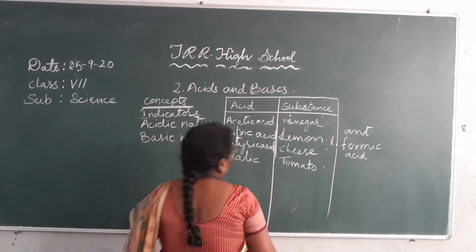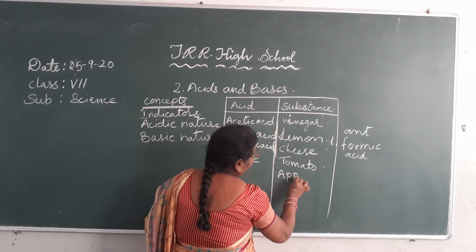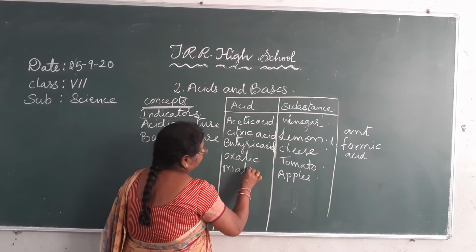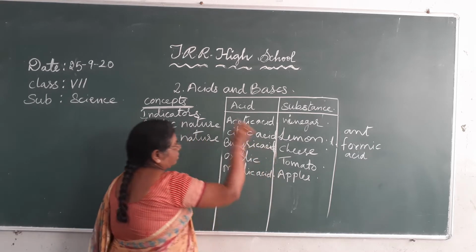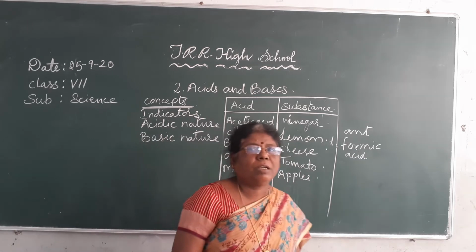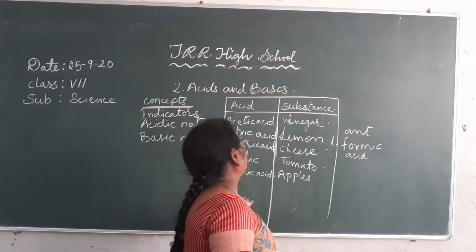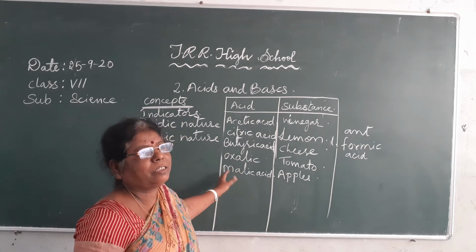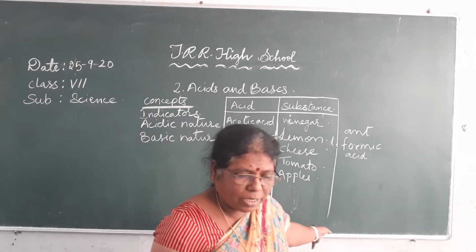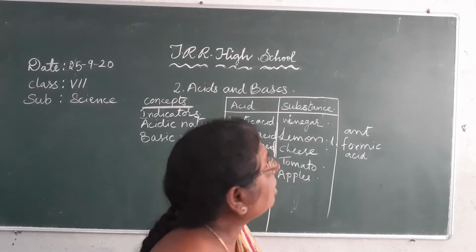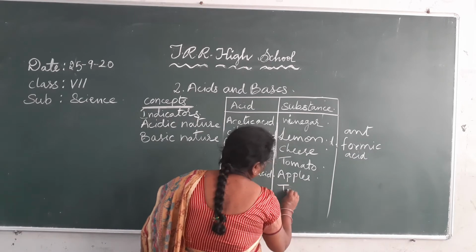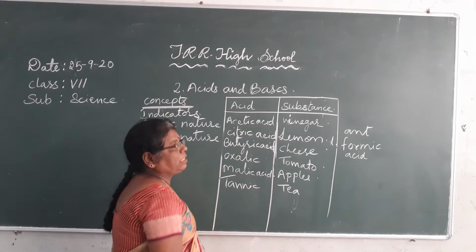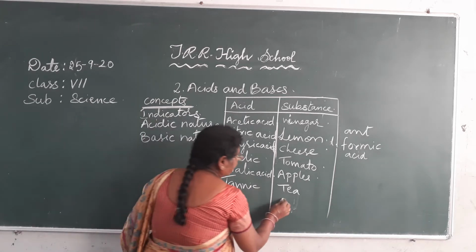In the same way, I showed you apples. Which acid is present in apples? Malic acid is present in apples. These are all natural acids. Every substance has different acids present. In the same way, in tea, tannic acid is present. In olive oil, oleic acid is present.